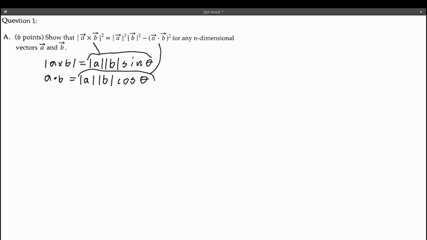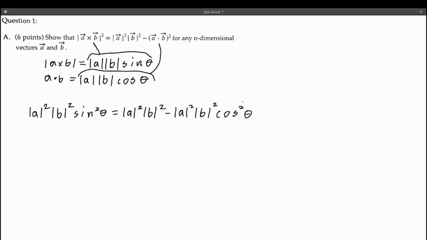So with the first part, if you plug this in and square it, we get magnitude of a squared times magnitude of b squared times sine squared of theta equals magnitude a squared, magnitude b squared, minus the dot product of a and b squared, where we plug in magnitude a squared times magnitude of b squared times cosine squared of theta. So both sides look kind of similar, but they don't exactly look like they're equal. So how do we prove this?